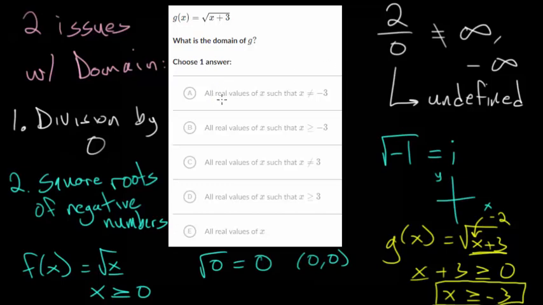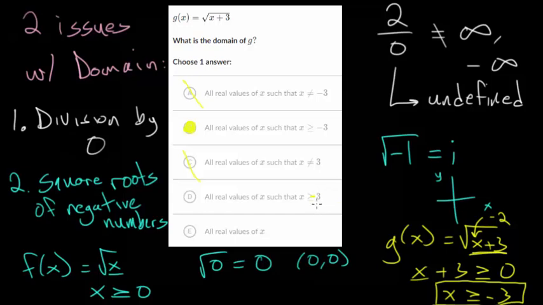So all real values of x such that x can't be minus 3. Well, x can be minus 3, so that's not right. And then this is all real values of x such that x is bigger than or equal to minus 3, which is exactly what we found. So that one's right. And you can go through and check that the rest of them are wrong as well, just to make sure. But this is when x can't be 3. Well, x can be 3. That would be perfectly valid. That's just the square root of 6. And this one, it's just missing the negative sign.